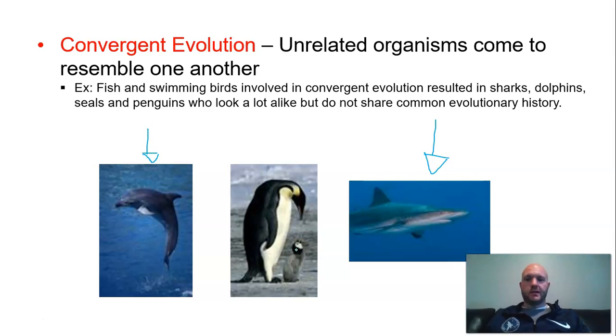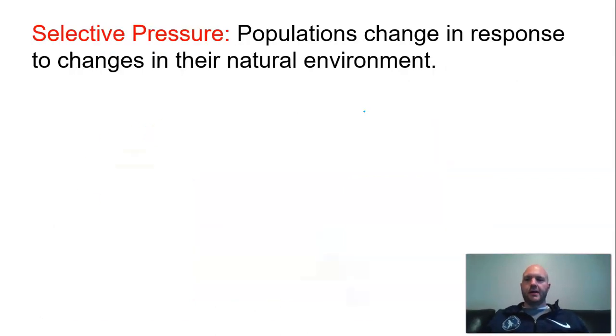So obviously things that swim evolve some sort of flippers and fins, right? Because that's what works to swim. Convergent evolution.